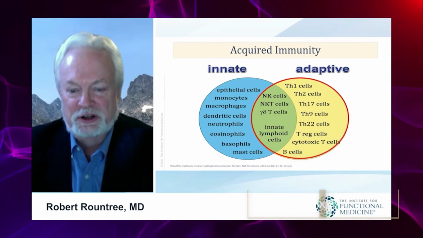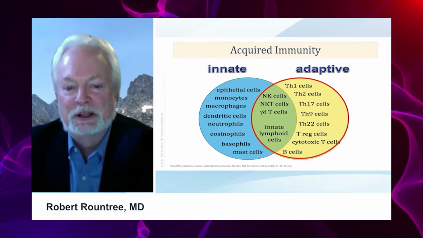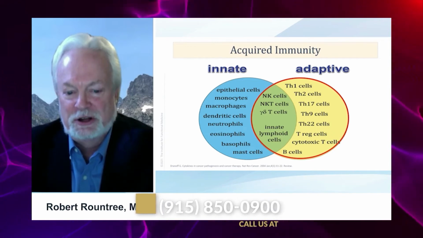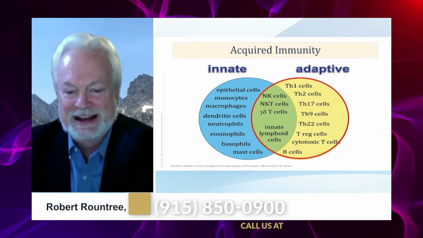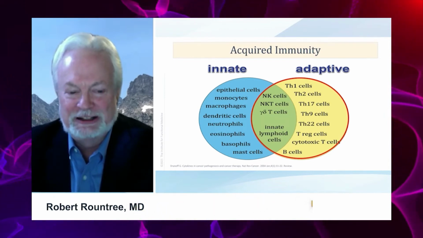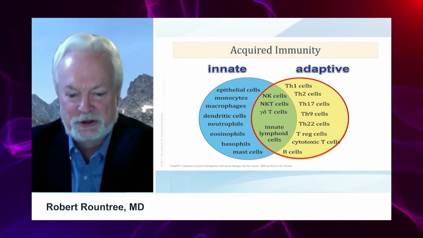Then there's cells that are kind of in an overlapping category, like natural killer cells or natural killer T cells, gamma delta T cells, and innate lymphoid cells. They come from a slightly different lineage than other innate immune cells.